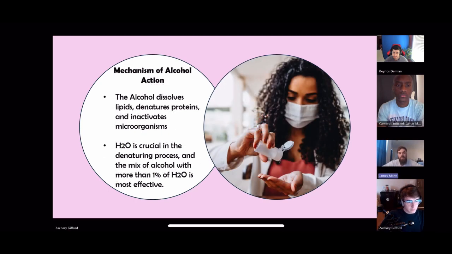So now we'll discuss the mechanisms of alcohol in hand sanitizer. The alcohol functions to dissolve the lipids, denature the proteins, and essentially inactivate microorganisms, because the alcohol targets those specific structures in the microorganism, but not the eukaryotic structures in the human. H2O is critical in the denaturing process, and in the mix with alcohol, more than 1% of H2O is what we found to be most effective.